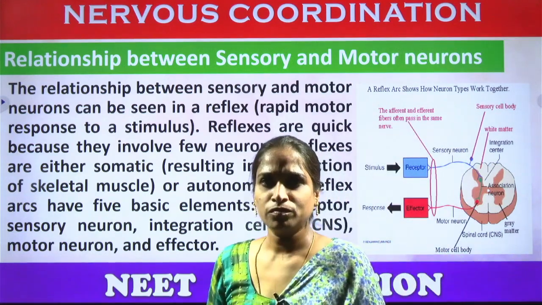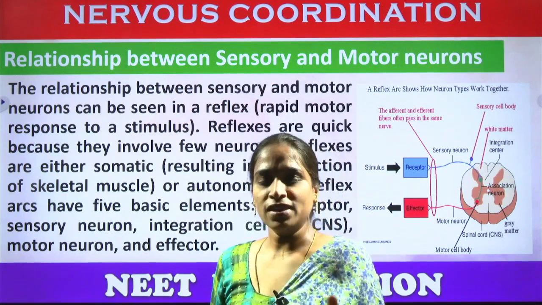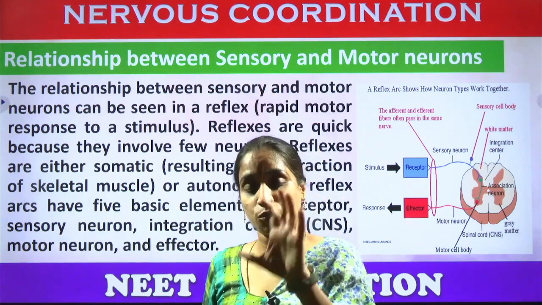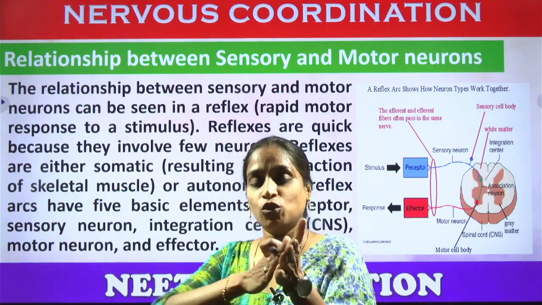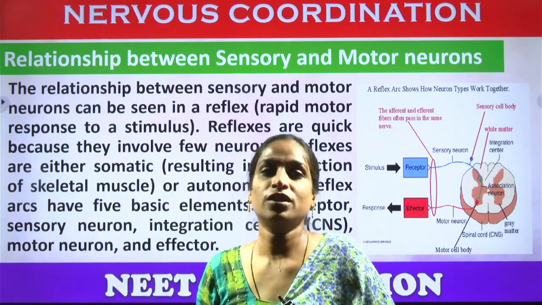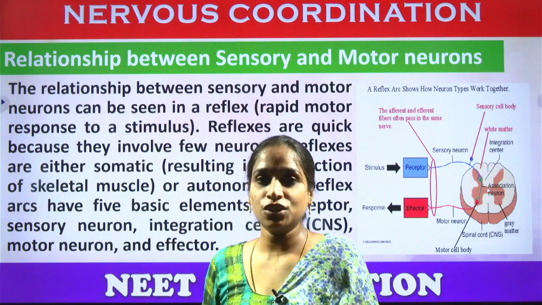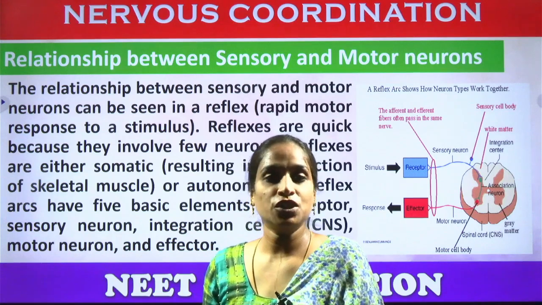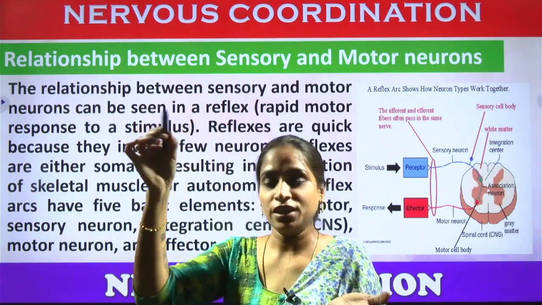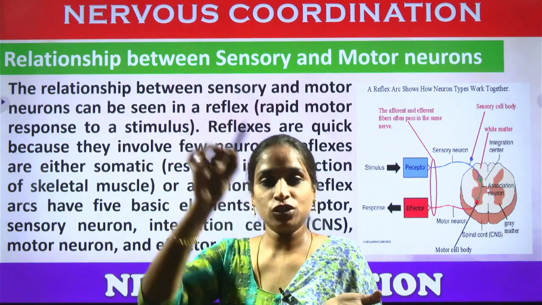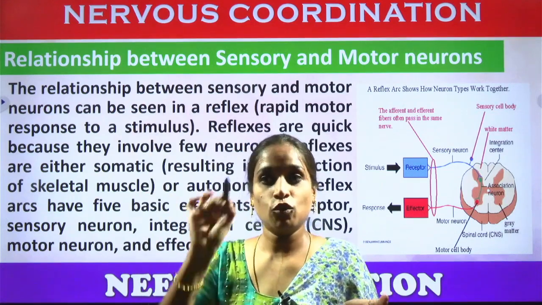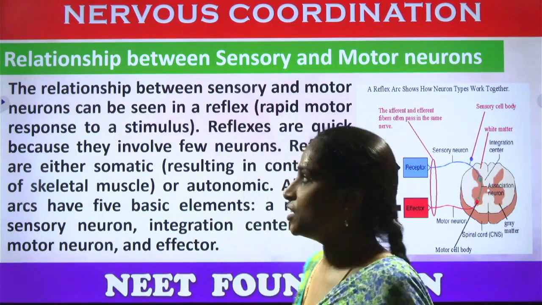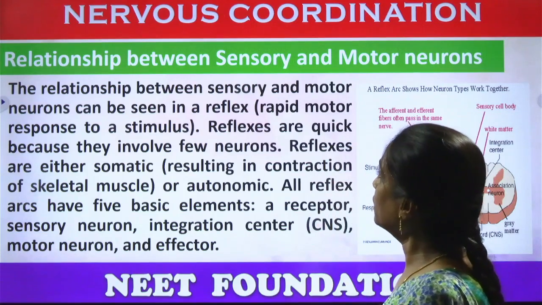Okay, next, the relationship between sensory and motor neurons. What is the relationship? Yes, only after the motor neurons receive the analysis of the stimulus do the motor neurons send the impulses towards the effector organs. Without the sensory neurons, there is no use of motor neurons. Without the motor neurons, there is no use of sensory neurons. If it generates impulses towards the brain and there is no motor neuron, what is the use of sending the message to the brain? For what will the brain be sending the message? To give a reaction.